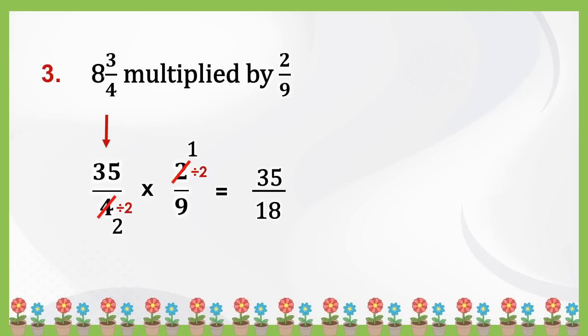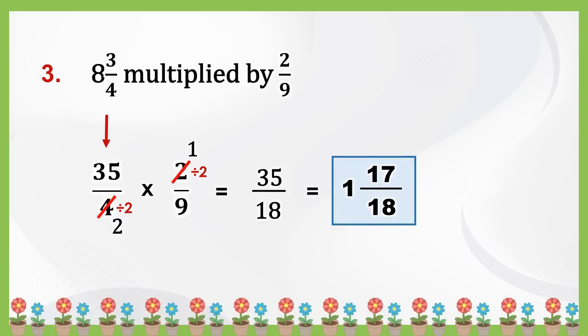Now, 35 over 18 is an improper fraction. Change it to a mixed number. So 35 divided by 18 equals 1. 1 is the whole number and the remainder is 17. Then copy the denominator 18. So the answer is 1 and 17 over 18.